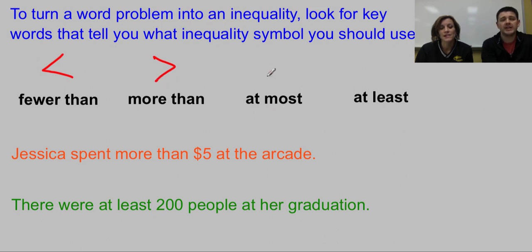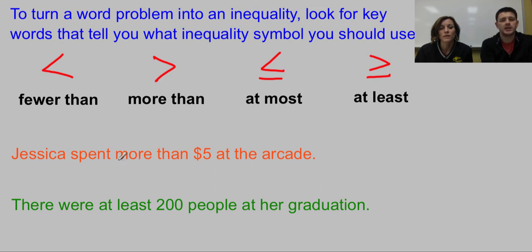At most means it can be this number, but that's the highest it can be. So it can be less than our number or equal to our number. So at most means less than or equal to. At least means there's a minimum. You have to go to at least a certain point, but you can go past the point if you want to. Okay. So let's try these two together and see how we do.